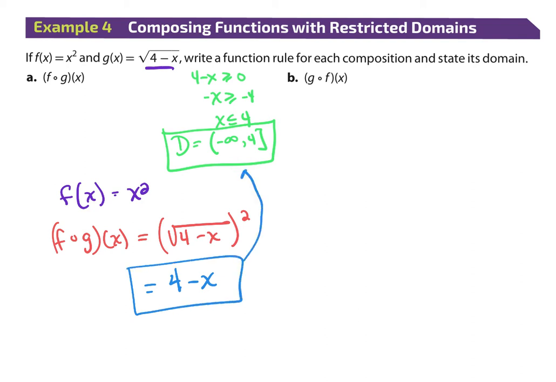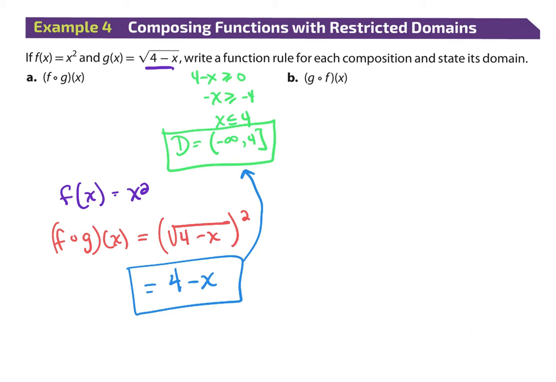My domain is still this, even though it looks like I have no restrictions on my domain. I had it in the beginning. Those restrictions will follow me. Okay? They will follow. All right, let's look at g of f then. G of f. Do I have any restrictions here?